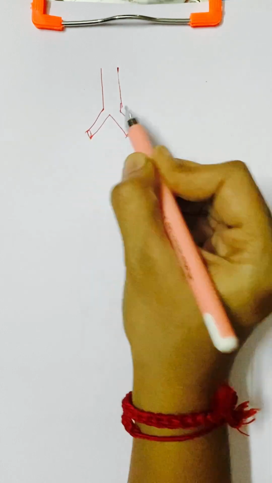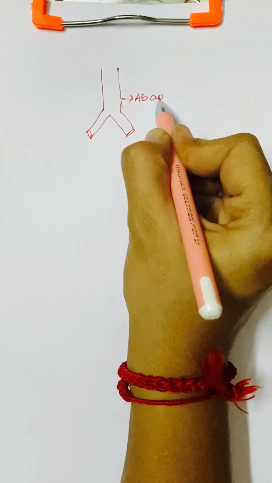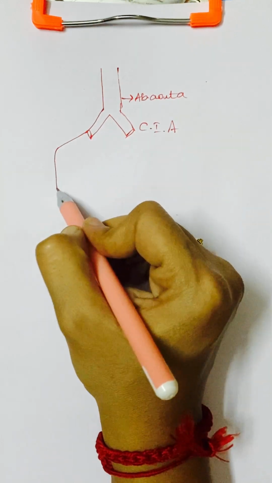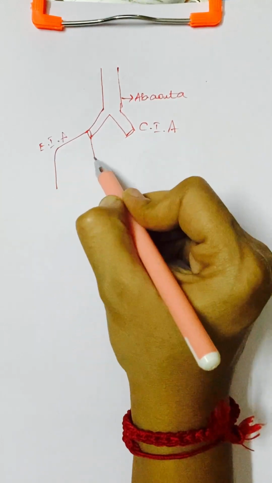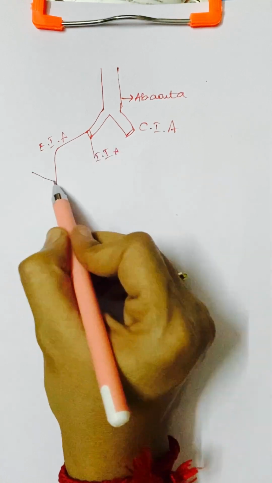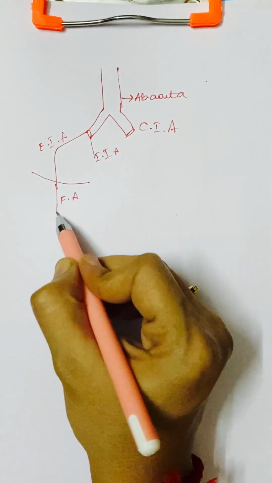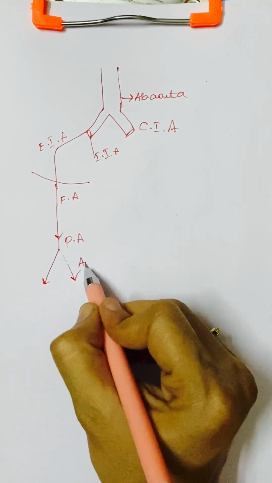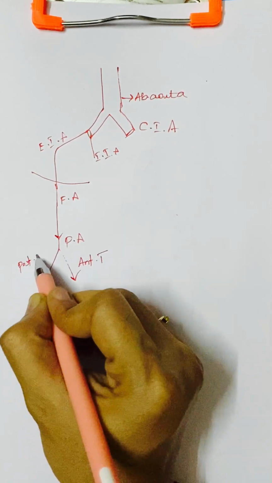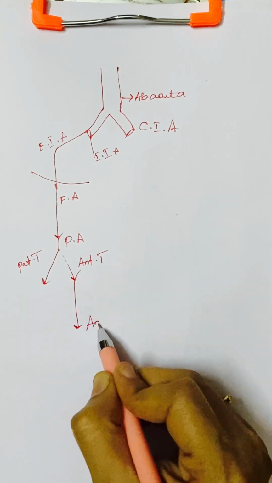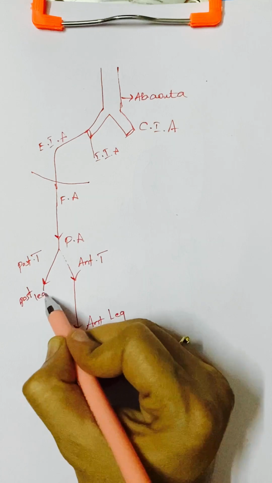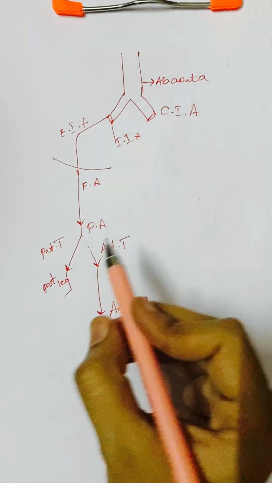Now coming to the arterial system, abdominal aorta is divided into two common iliac arteries. Common iliac further divides into external iliac artery and internal iliac artery. External iliac below inguinal ligament is called femoral artery. It continues as popliteal artery, divides into anterior tibial and posterior tibial artery. Anterior tibial artery comes to anterior compartment of leg, posterior tibial artery to the posterior compartment of leg.